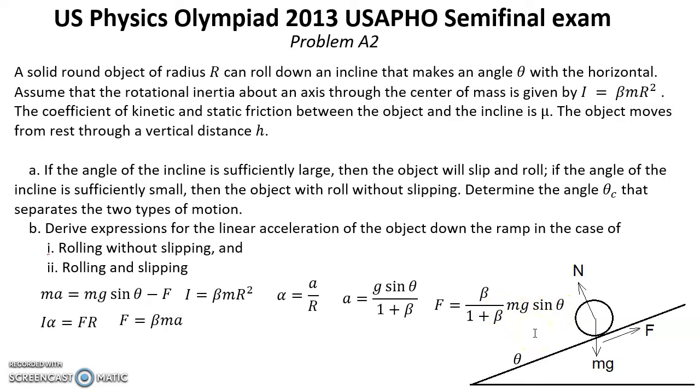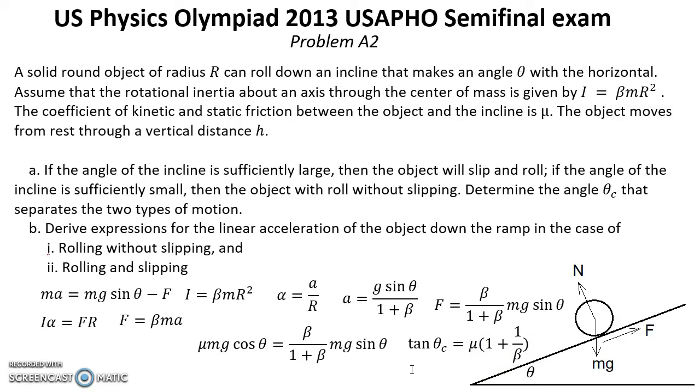Now we have to check that this force cannot exceed mu multiplied by normal force. So mu mg cosine theta, that's the maximum force of friction we can reach. From here we can find what the critical angle is. Tangent theta critical equals mu multiplied by 1 plus 1 over beta.